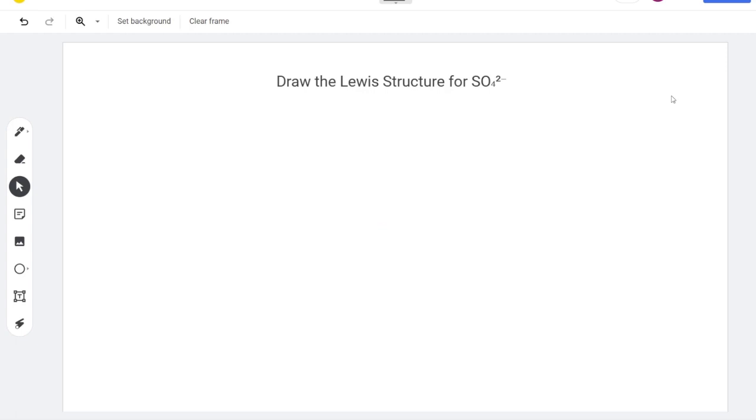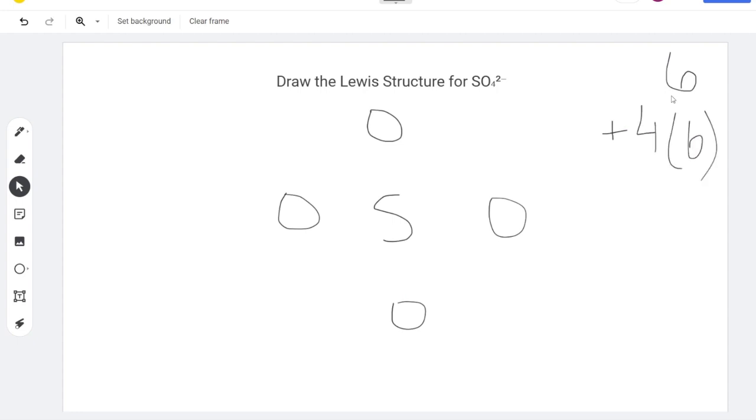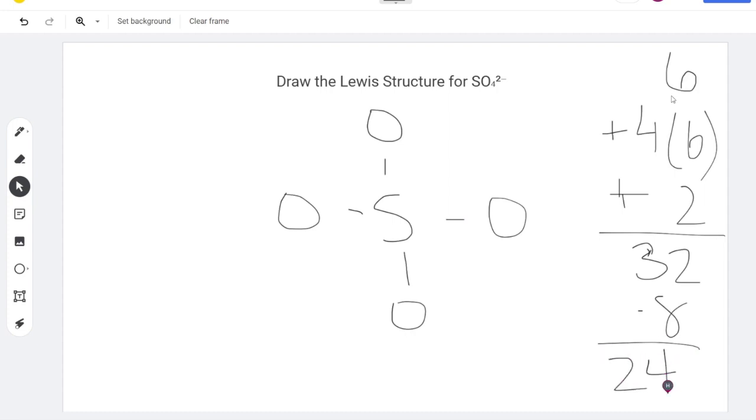So sulfur is the least electronegative, so we're going to center it and place the oxygens outside. Now the electron count is 6 plus 4 times 6, and we add 2 because it is 2 minus, meaning that we'll add 2. And we get 32. So let's start off by connecting the single bonds, where we use 2, 4, 6, 8. And then we have 24 remaining.